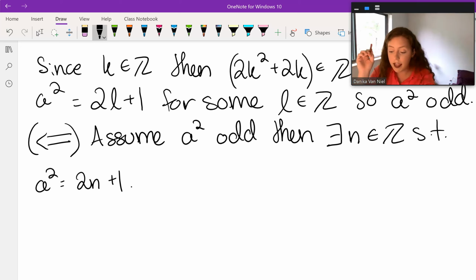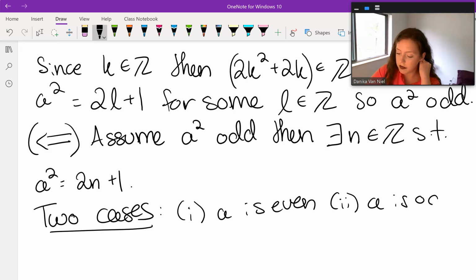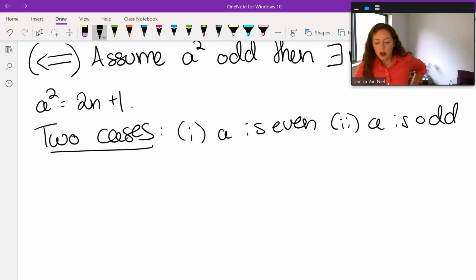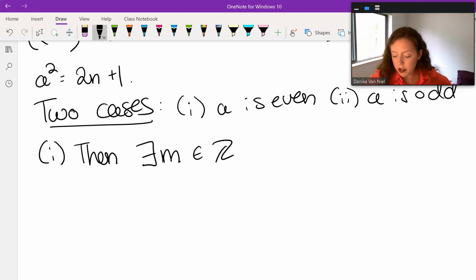So since a is an integer, we have a very nice dichotomy about a. A is either even or a is odd. Okay? So we have two cases. So our first case is a is even, and our second case is a is odd. Okay? So part one. So we're assuming that a is even. So then there exists an m in the integers such that a equals 2m.